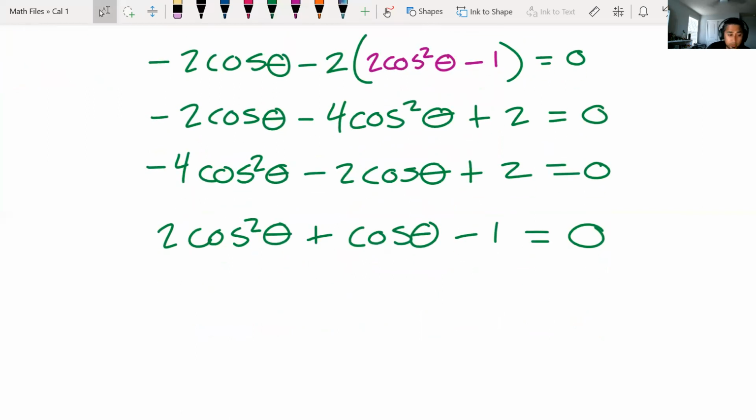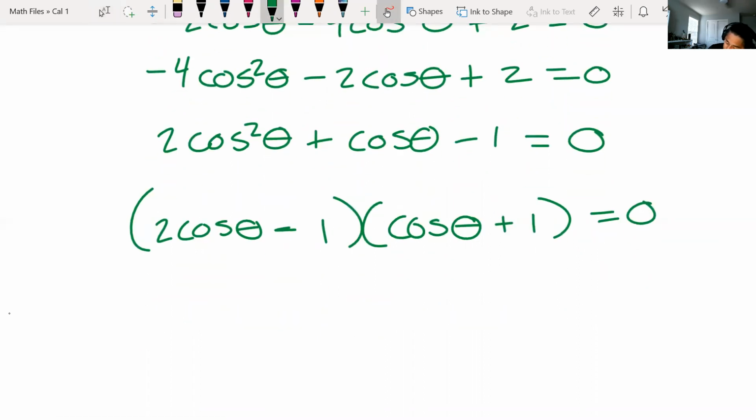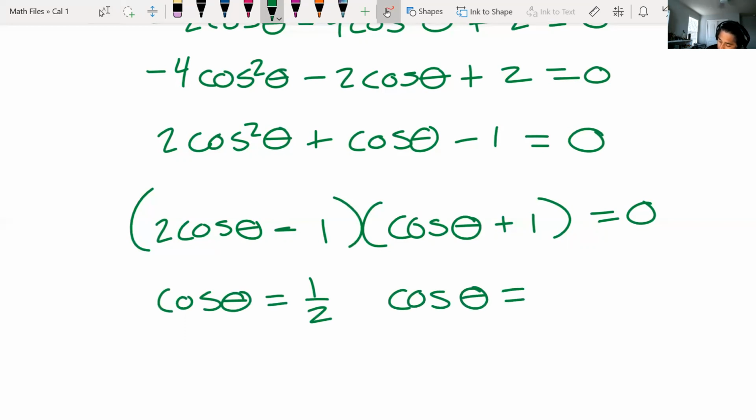And all we have left to do is factor. So this is an easy one. This will be 2 cosine theta plus a number, maybe. I want to say minus a number. And cosine theta plus a number. Well, what are the only factors of 1? 1 and 1. And now set them equal to 0, and you'll get cosine theta equals 1/2. Cosine theta equals -1.